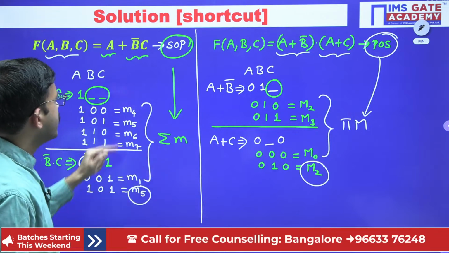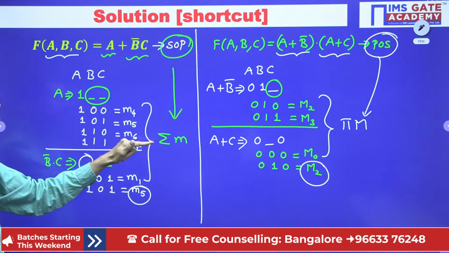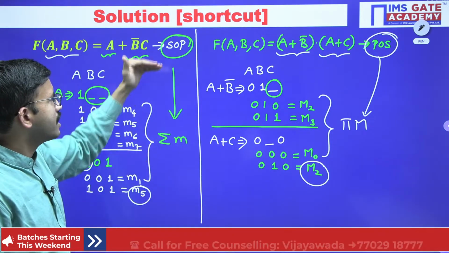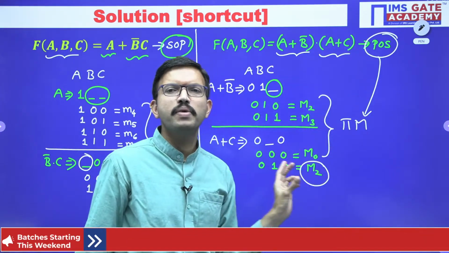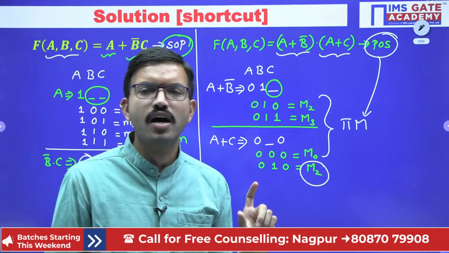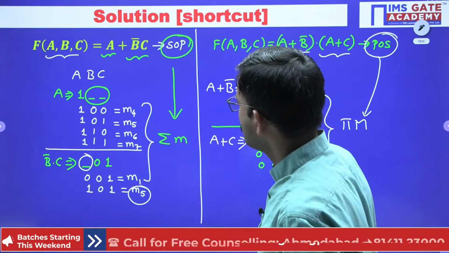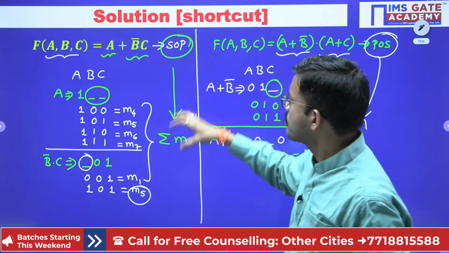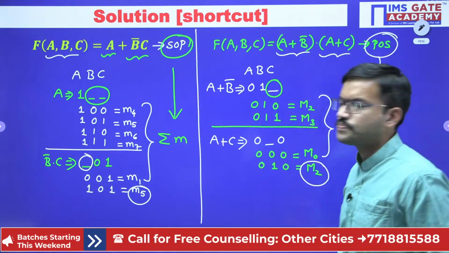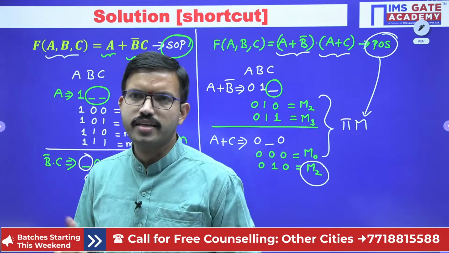Similarly, if you have SOP, you can get sigma M. If you have sigma M, you can convert into SOP, and if you have pi capital M, you can convert into POS with the help of basic rules and laws of Boolean algebra that we already covered in the last class. In this particular session, we are discussing the reverse: if you have the simplified function, how to get the original function or the truth table.